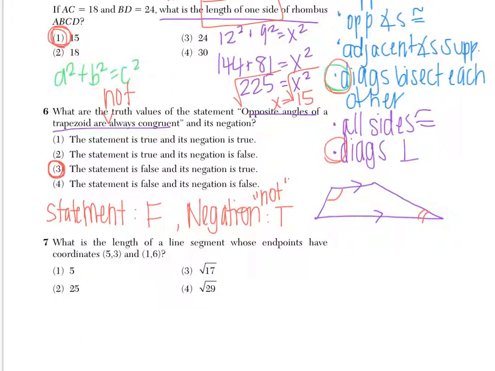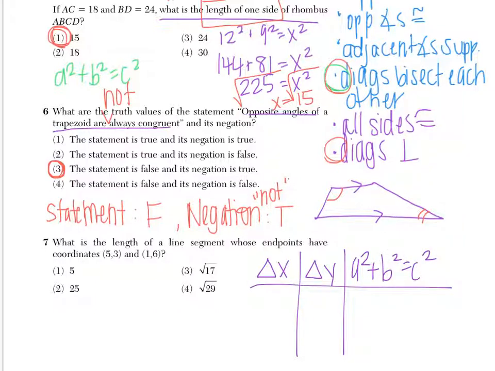Number 7 says, what is the length of a line segment whose endpoints have coordinates 5, 3, and 1, 6? In order to find length, what we're going to do is make a table here, where we find the change in X, the change in Y, and we use the Pythagorean Theorem. Now change, that triangle, means to subtract. So we're subtracting x values, we're subtracting y values, and then plugging them into the Pythagorean theorem. So first I take my x value 5 and subtract away 1. If it helps you to label these as x1, y1, x2, y2, then please by all means do so.